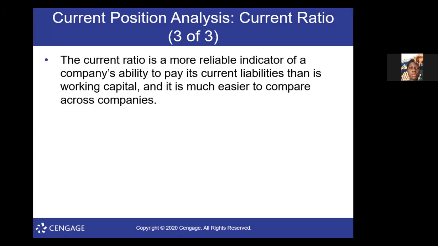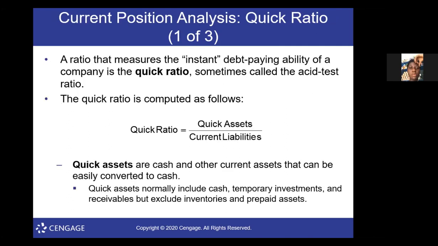So again, the current ratio is a more reliable indicator of a company's ability to pay than working capital, and it's much easier to compare across companies because again, when you're just looking at dollar amounts, which is what you do for working capital, it's not particularly as helpful.